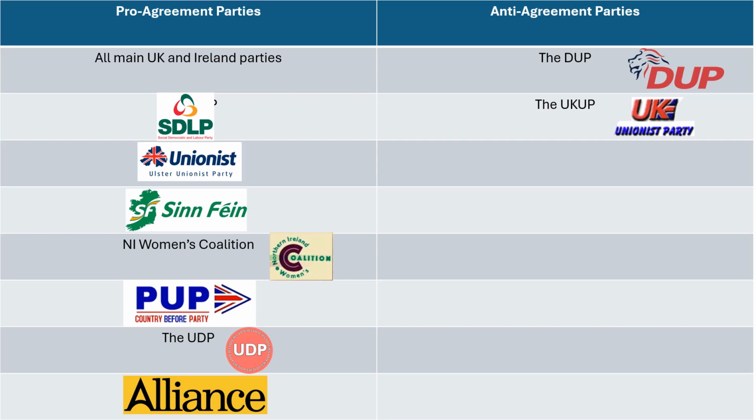Another party at the time, the Northern Ireland Women's Coalition, doesn't exist anymore. But it was very much a strong voice in supporting it, as was the Progressive Unionist Party, the Ulster Democratic Party, and the Alliance Party, who are, of course, neither Catholic nor Protestant, neither British nor Irish, but more about building an alliance. On the opposite side, we have one big political party that's against it and another minor party, the DUP, the Democratic Unionist Party, and the UK Unionist Party. Both were against the agreement.